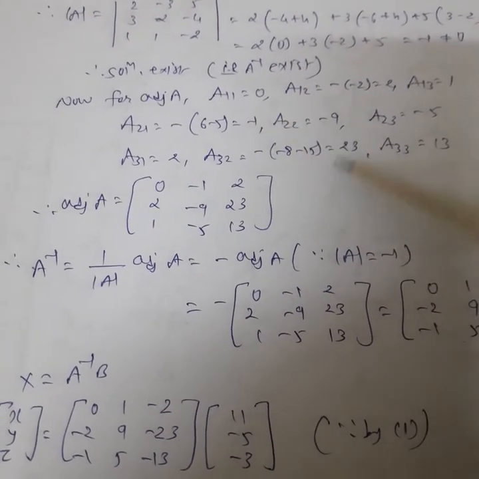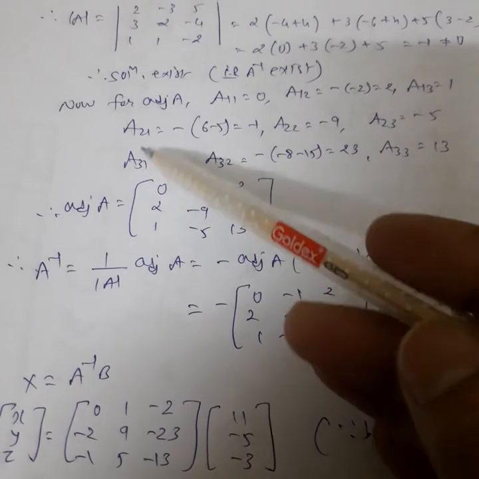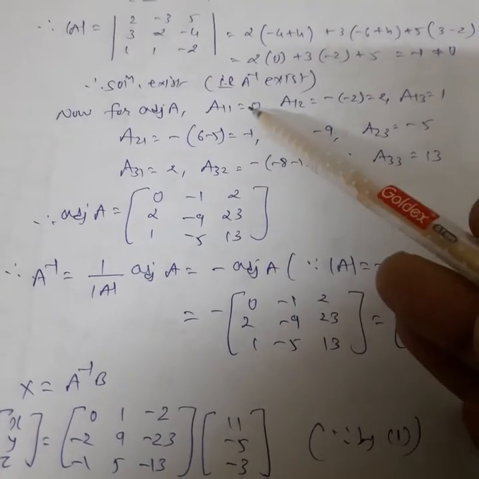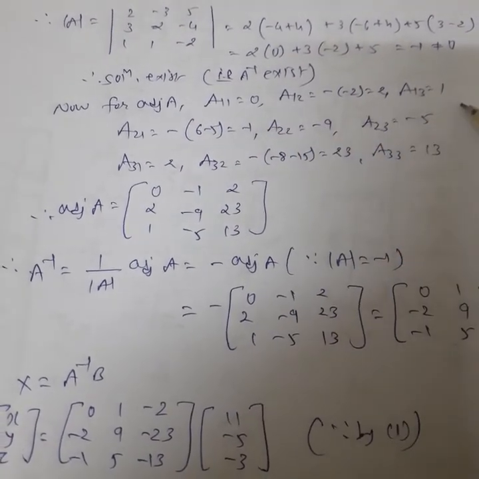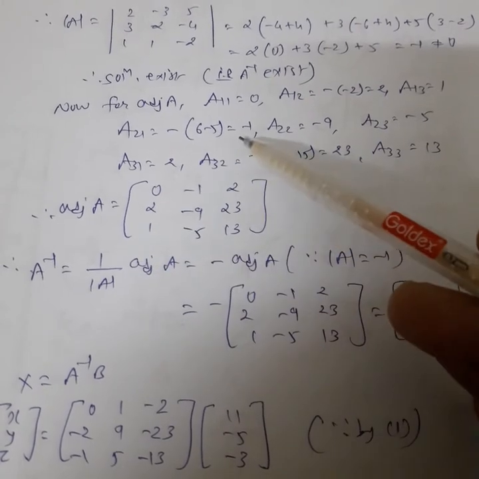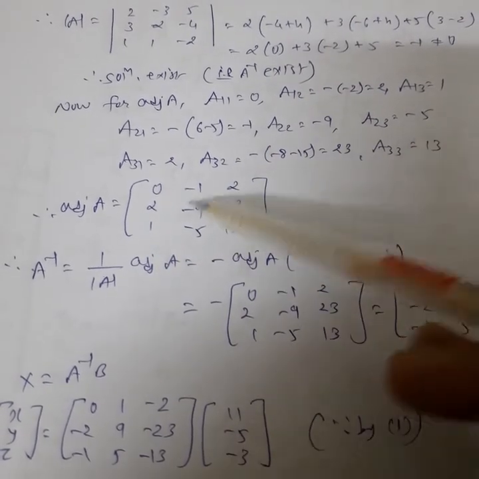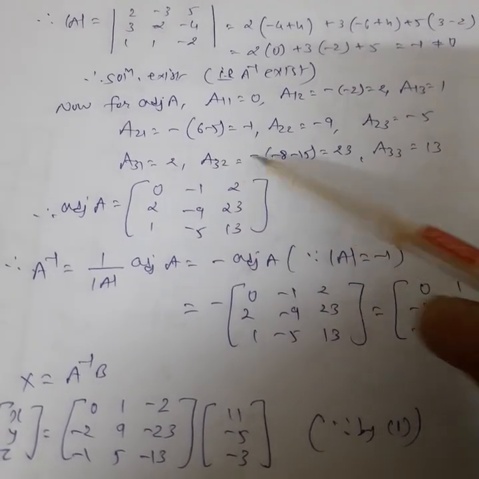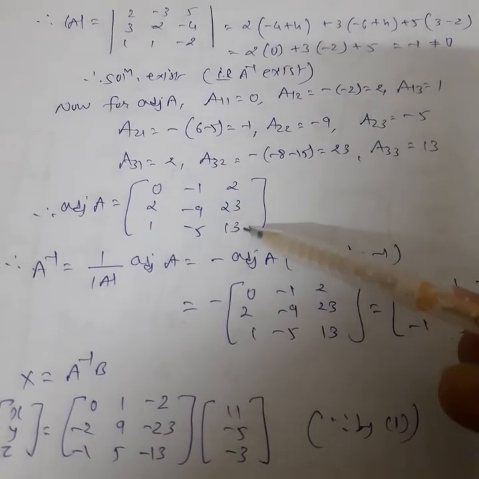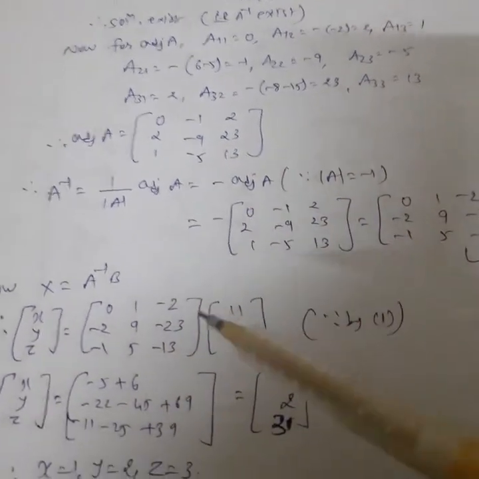We write them in the transpose of a matrix, then we get the adjoint of the matrix, that is 0, 2 and 1, which are the elements of the first column. Then minus 1, minus 9, minus 5 are the elements of the second column, and 2, 23 and 13 are the elements of the third column. That is the adjoint of matrix A.